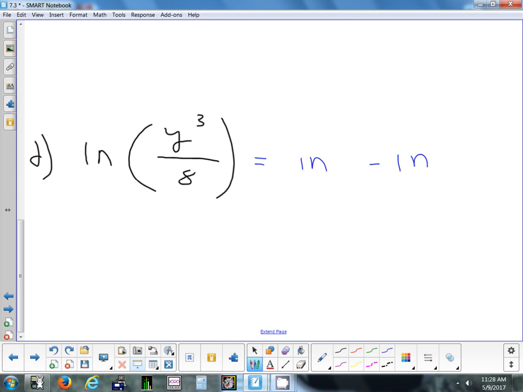Okay, what's going to be my first term? And can anyone give me the final answer after you do everything you need to do? Dave? 3 ln y. Yeah, 3 ln y. So he put it as y cubed and moved the 3 in front at the same time. My last term, ln 8. Hey, any questions on that one?